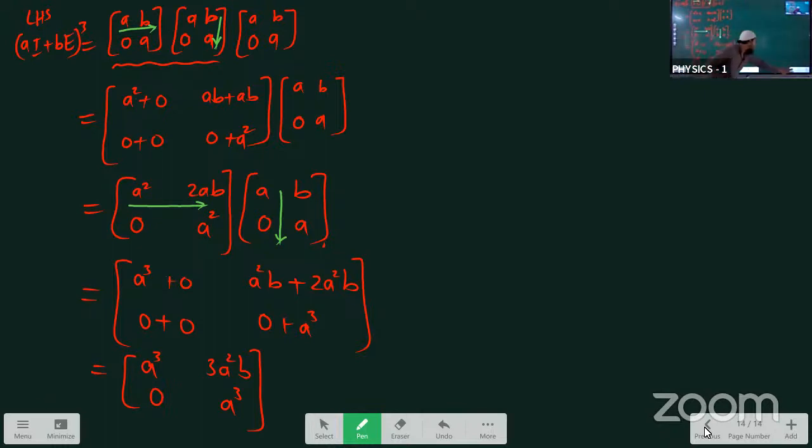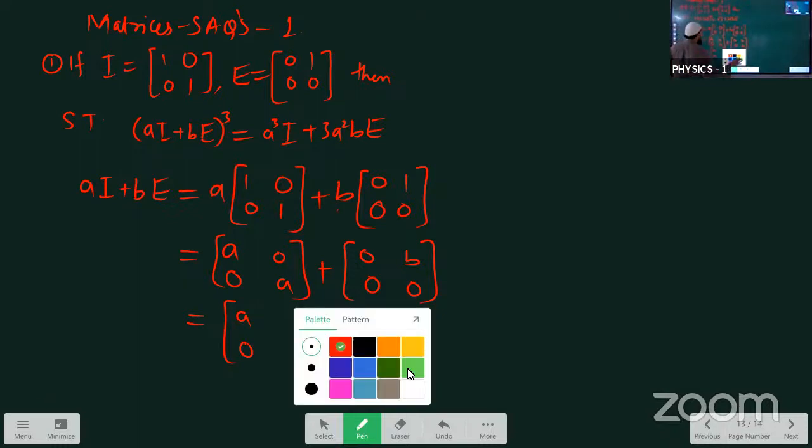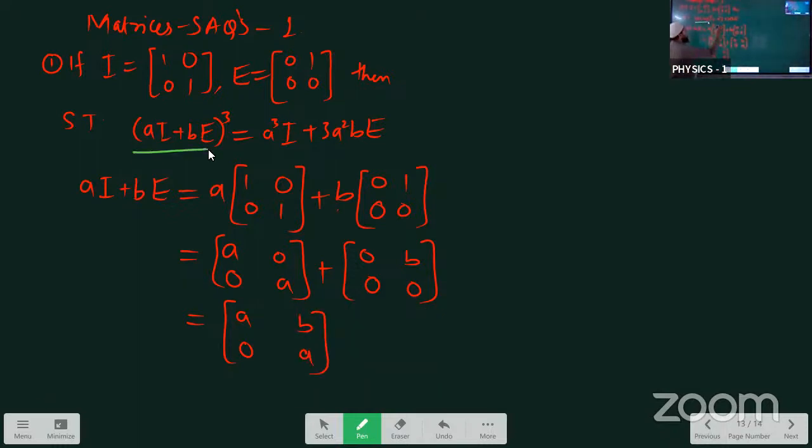Now consider RHS. This LHS value I got. Next we will find this value and check if they are equal or not. So that means it will definitely be equal. So next A cube I plus 3A square B into E.